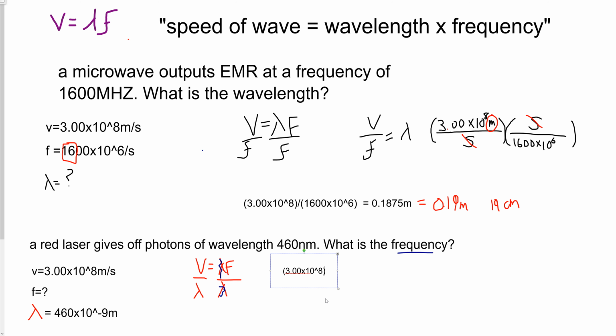Divided by 460. Oops, should bracket that. Times 10 to the power of minus 9. And that's our meters. So we type that in. Divided by 460 e negative 9. We get a really big number.